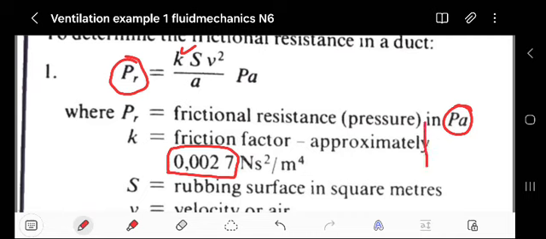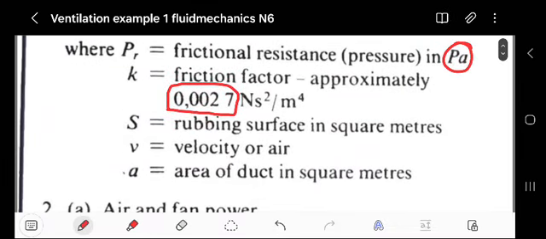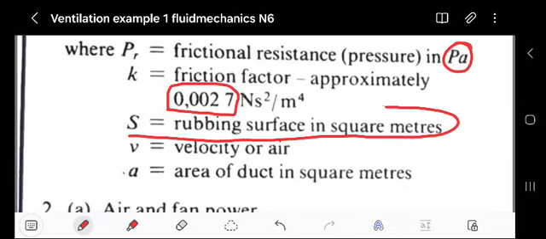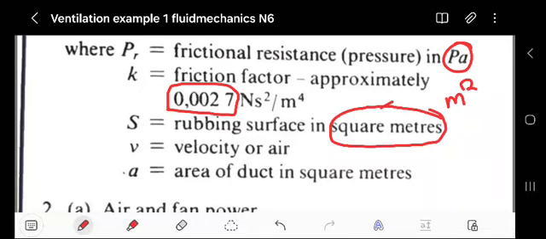Then we have S again, which is the rubbing surface in square meter, right? You must know why this is square meter. I will show you why it is in square meter. This is a square meter.